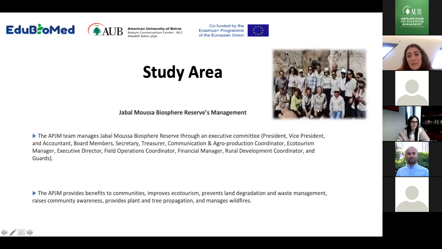So let's talk a bit about the management team. The management team is composed of several people. We have the president, the vice president, the accountant, the board members, the secretary, treasurer, communication and agro-production coordinator, ecotourism, and many others. The team provides benefits to the communities, tries to improve ecotourism, prevents land degradation, manages waste, raises community awareness, provides tree planting and propagation, and manages wildfires.